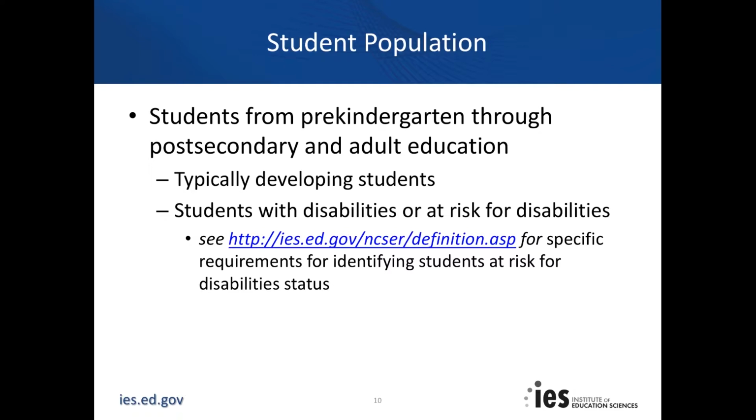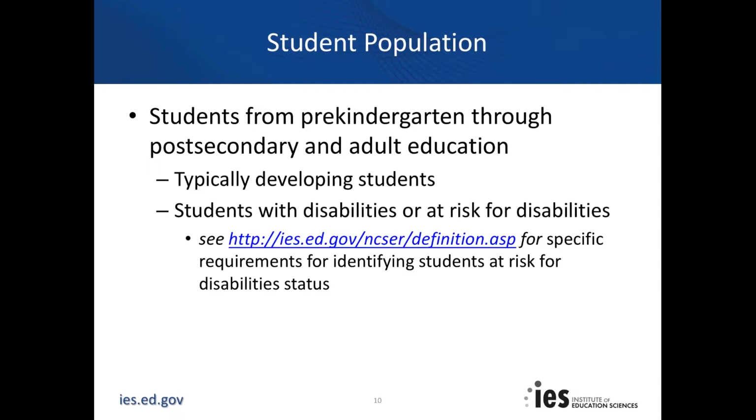These academic outcomes and social behavioral outcomes are for students from pre-kindergarten through post-secondary and adult education. You can address any grade or grade range within these boundaries. For example, focus on 5th grade or examine middle school. Look at transition between high school and college. These outcomes are for students without disabilities as well as students with or at risk for disabilities.